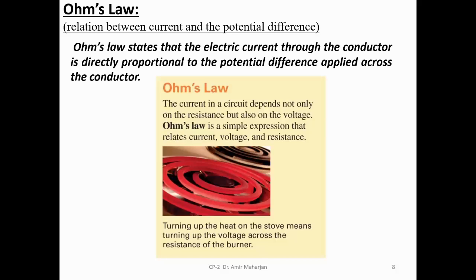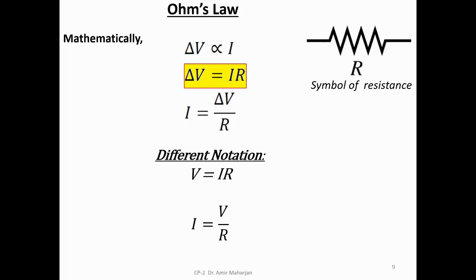The first law in electrical circuits is Ohm's law. A very simple and very effective law. Basically, Ohm's law is the relationship between current and voltage. Voltage means potential difference, right? Ohm's law states that the electrical current through any conductor is directly proportional to the potential difference across the conductor. That simply means the higher the voltage, the greater the current, the stronger the current.